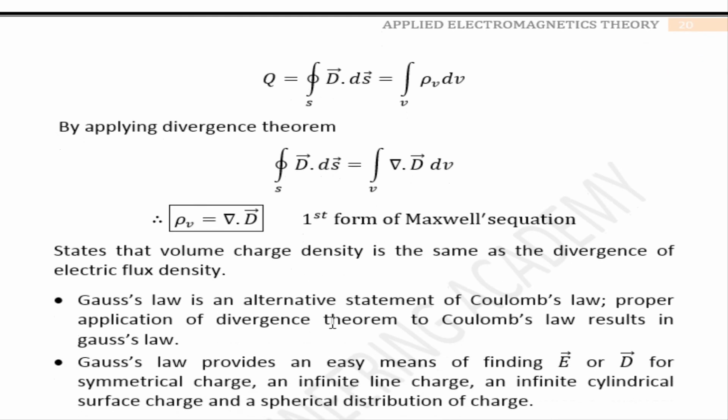Now Gauss's law is an alternative statement of Coulomb's law. A proper application of the divergence theorem to Coulomb's law results in Gauss's law, and it provides an easy means of finding E or D for some symmetrical charge distributions, such as an infinite line charge, infinite cylindrical surface charge, or a spherical distribution of charge. Like that, it has immense applications, which we will discuss in another class. So this is Gauss's law.